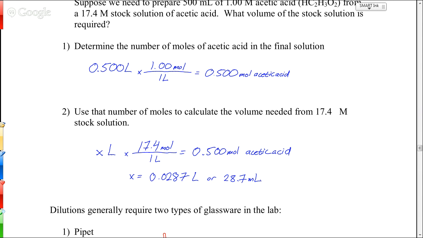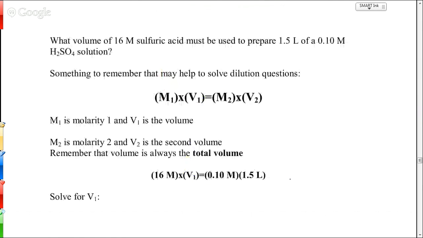So you take 28.7 milliliters of that concentrated stock solution, that 17.4 molar stock solution, bring that solution level up to 500 milliliters, and then you have 500 milliliters of an exactly 1.00 molar acetic acid solution. All right? So let's look at a little shortcut of how to solve that, and then we'll take a break.